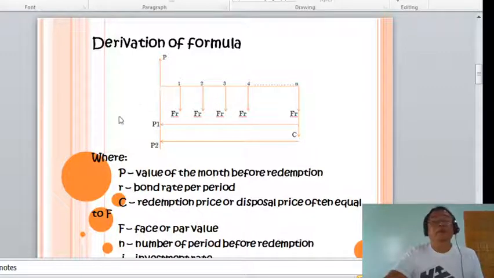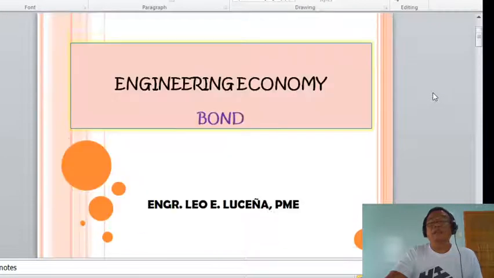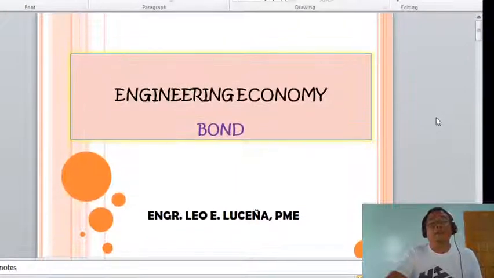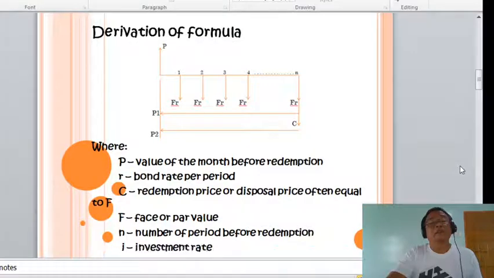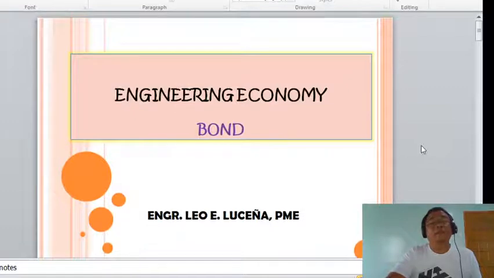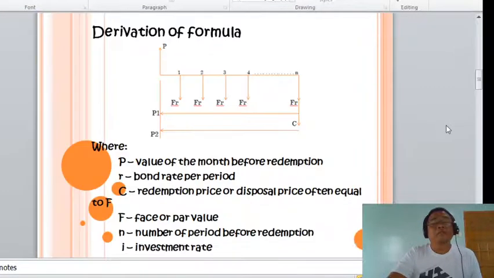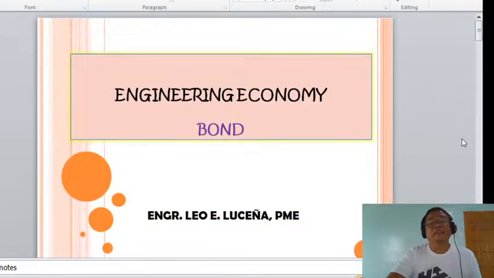Where F is the face or par value, N is the number of periods before redemption, and I is the interest rate. So, let us now proceed to the derivation. There is something wrong with the slides.